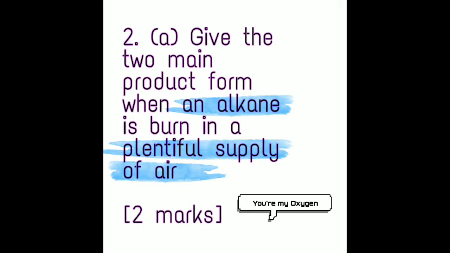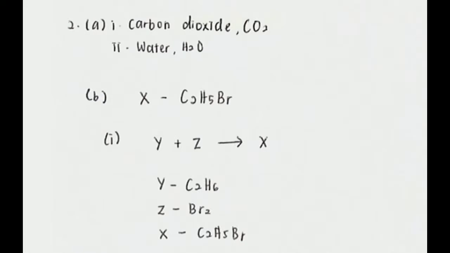Question 2a. Give the two main products formed when an alkane is present in a plentiful supply of air. The keyword you must know here is plentiful supply of air. Air is equal to oxygen, so we know that alkane undergoes complete combustion. When it undergoes complete combustion, it will give us carbon dioxide CO2 and water H2O.